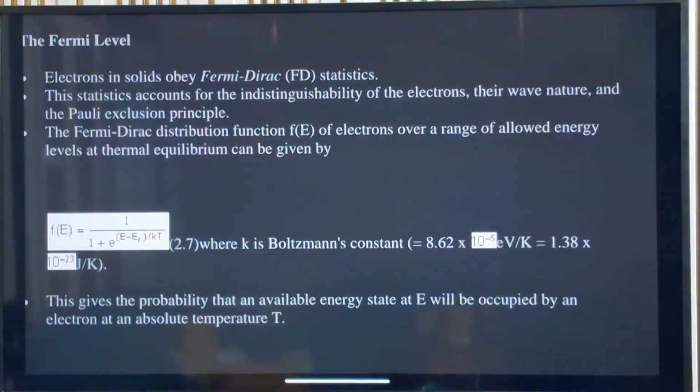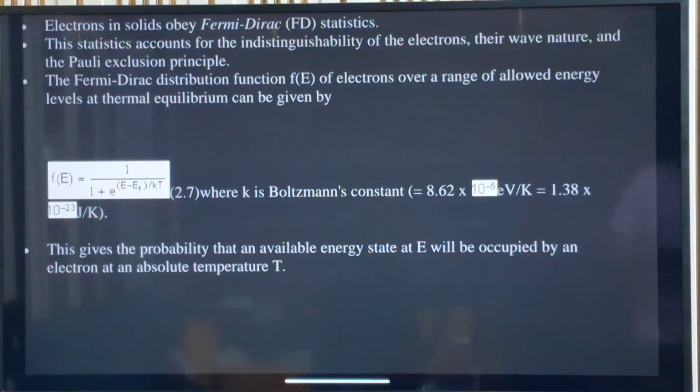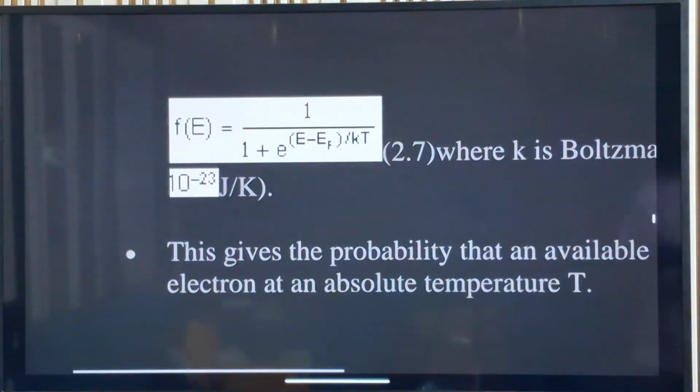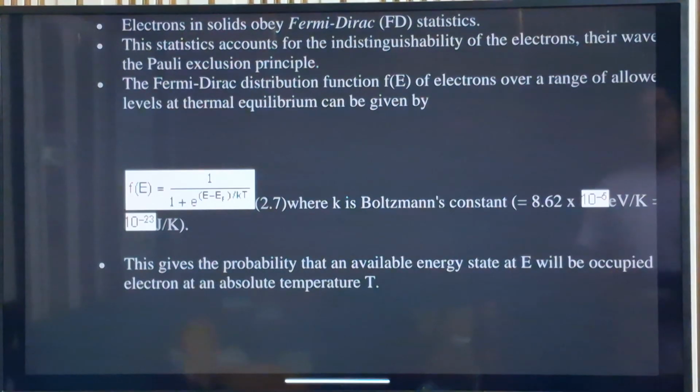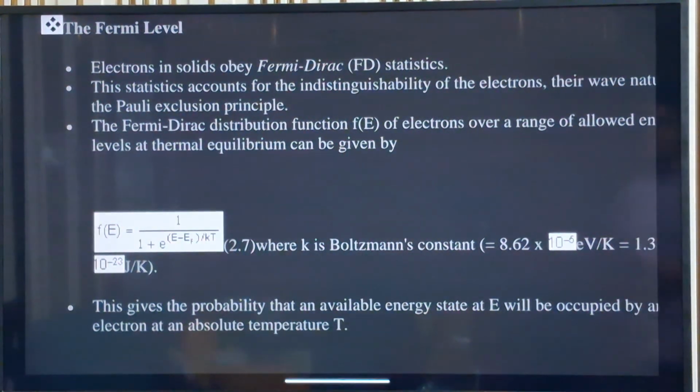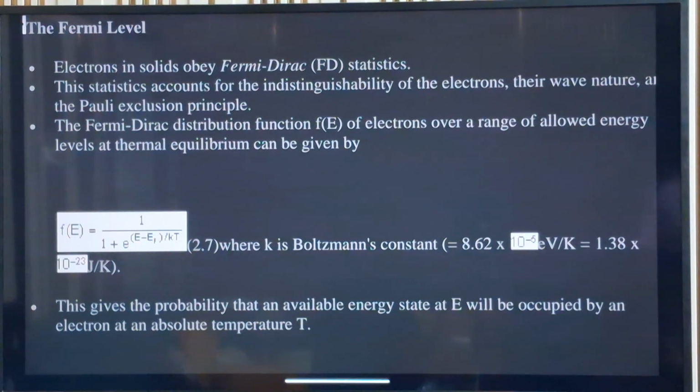The Fermi-Dirac distribution function of electrons over a range of allowed energy levels at thermal equilibrium can be given by this very important formula. So F(E) is equal to 1 by 1 plus e to the power (E minus Ef) by kT. F(E) is the Fermi-Dirac distribution function of electrons over a range of allowed energy levels.